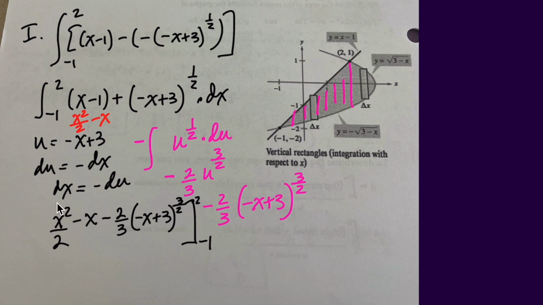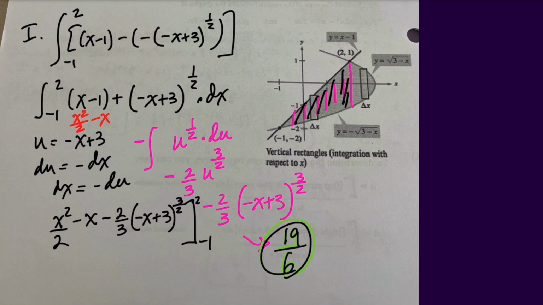So here, we're going to take x squared over 2 minus x. That's the first part. Here's your second part. And we're going to plug in first the 2, then subtract that from the negative 1. And folks, when you do that, the math will compute to 19 over 6 for that first portion of the integral. That green is hard to see. Let's go ahead and redo that in black. So this area right here is going to be 19 over 6.